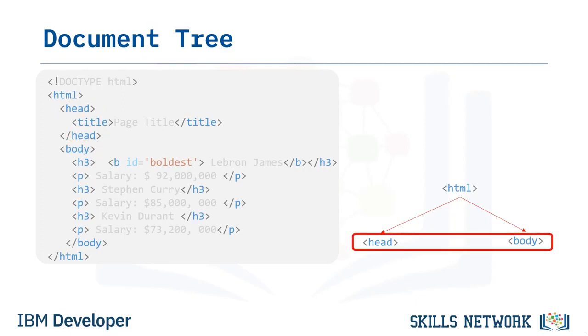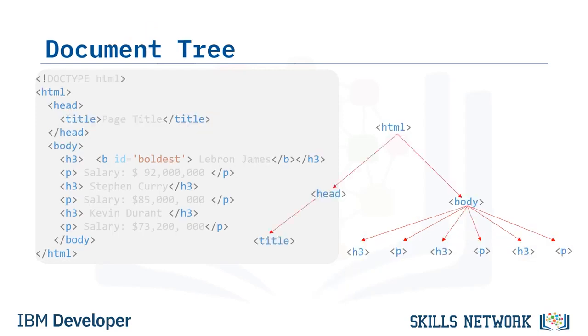The head and body tag are siblings as they are on the same level. Title tag is the child of the head tag, and its parent is the head tag. The title tag is a descendant of the HTML tag, but not its child. The heading and paragraph tags are the children of the body tag, and as they are all children of the body tag, they are siblings of each other. The bold tag is a child of the heading tag. The content of the tag is also part of the tree, but this can get unwieldy to draw.